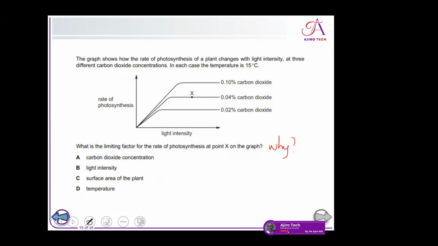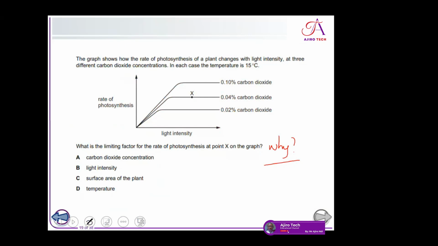Carbon dioxide concentration. Why? It's because as seen in the other line, when carbon dioxide increases, the rate of photosynthesis also increases. That means the second one has carbon dioxide as a limiting factor.